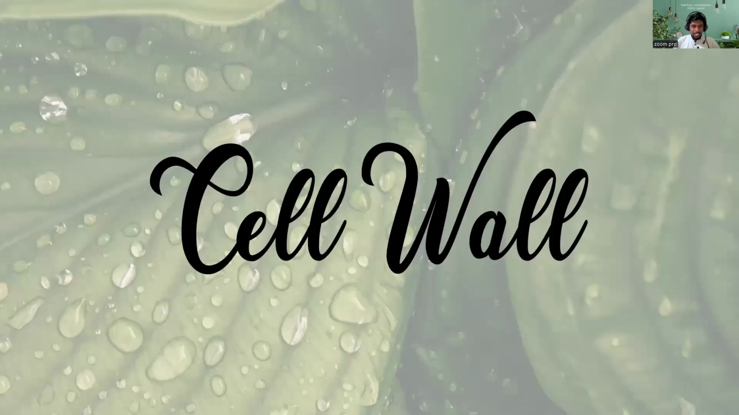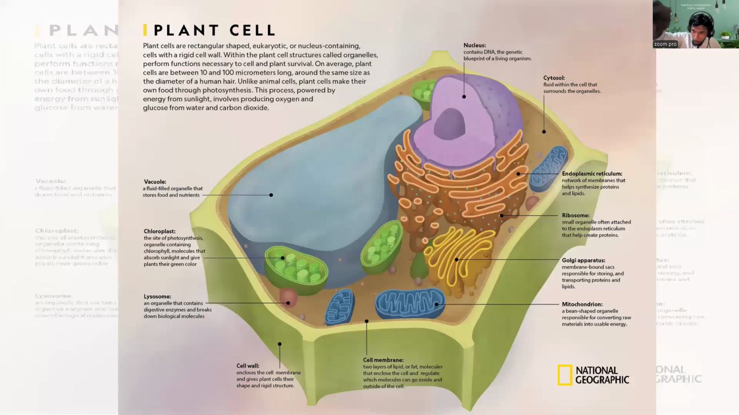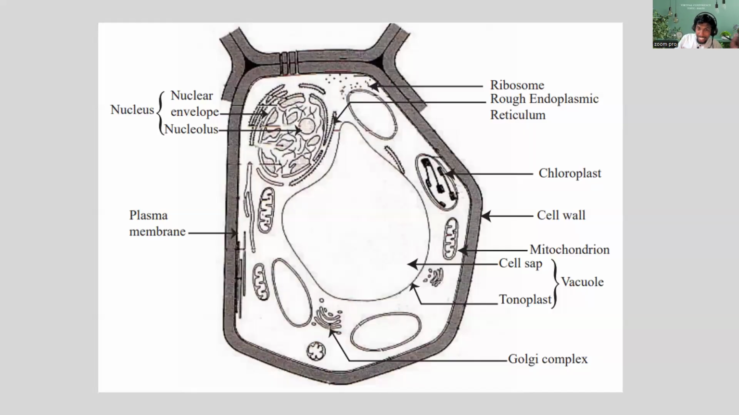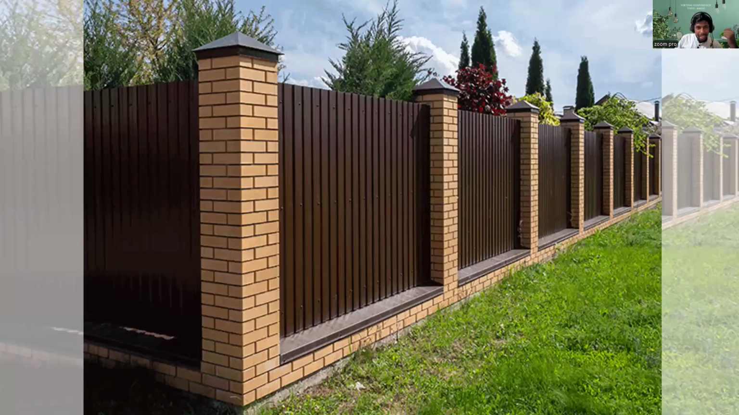Okay. First, cell wall. What is the function of the cell wall? First, we'll study the location, right? The cell wall can be found at the outermost covering of the plant cell. The cell wall is present only in the plant cell, not in the animal cell. And what is the function of the wall?